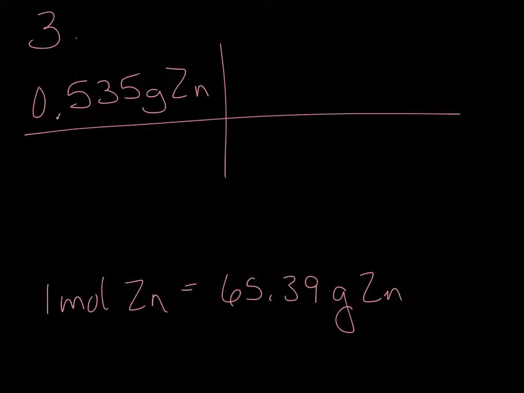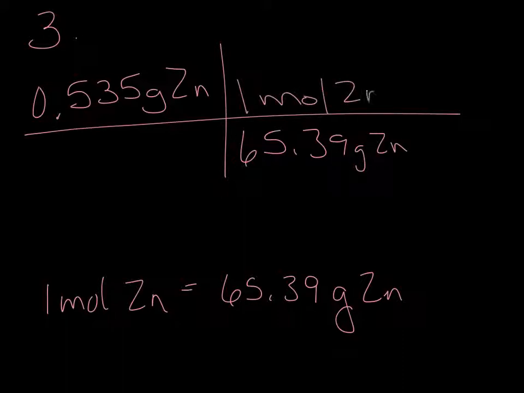Hopefully you predict that it'll be less than a mole, because if I had 1 mole, I'd have 65 grams. If I have 0.53 grams, then I have way less than a mole. So I'm going to put this 65.39 grams of zinc down here, and that is equivalent to 1 mole of zinc. So my grams of zinc cancel, and we should be left with, and we are, units that don't cancel: moles. Moles of zinc.